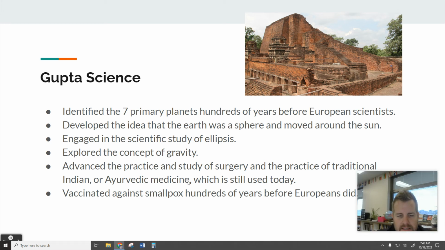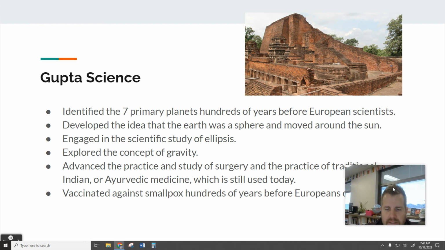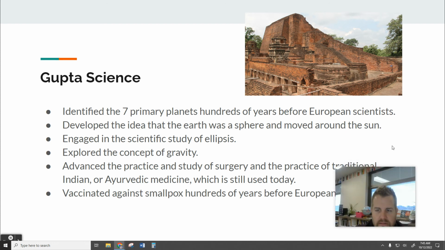And then we also see that the Gupta Empire was insanely advanced in the field of medicine compared to Europeans. They were several hundred years ahead of the Europeans. Maybe it had to do with all the 100,000 bodies laying around from the previous battle of the former empire. Just a random thought.